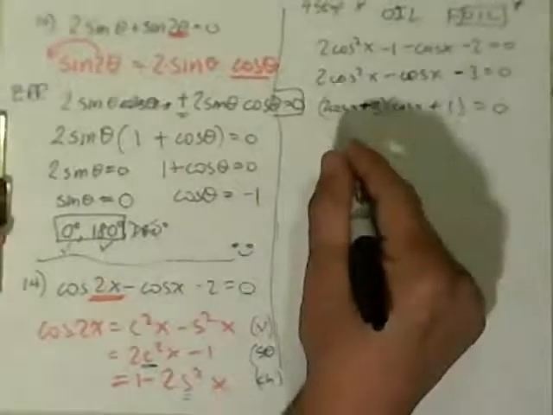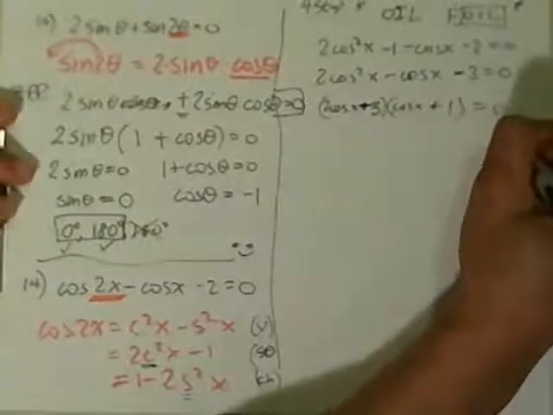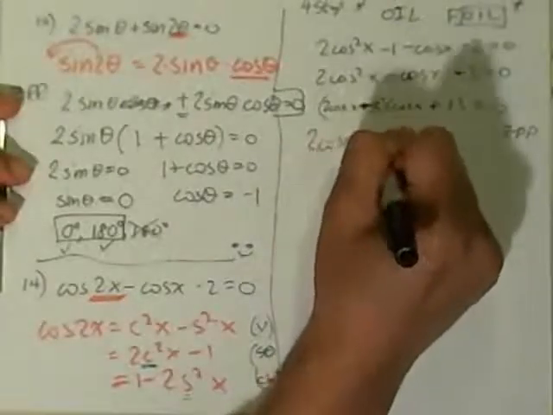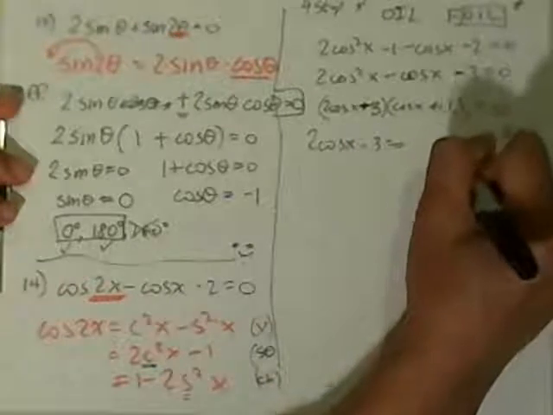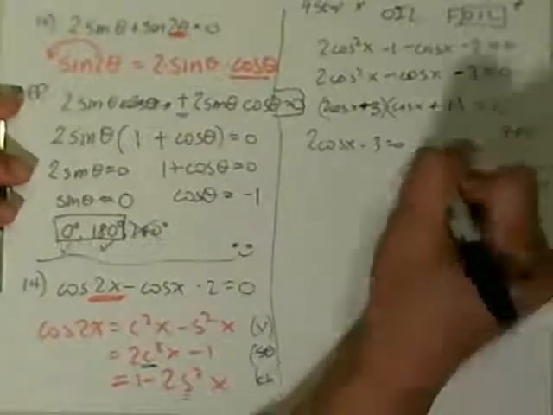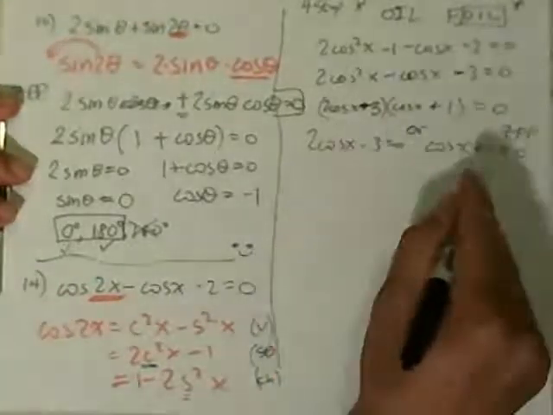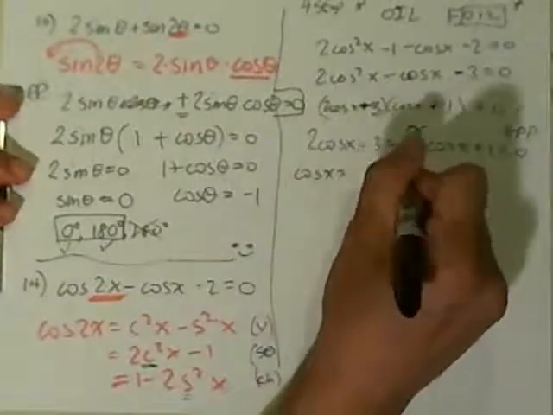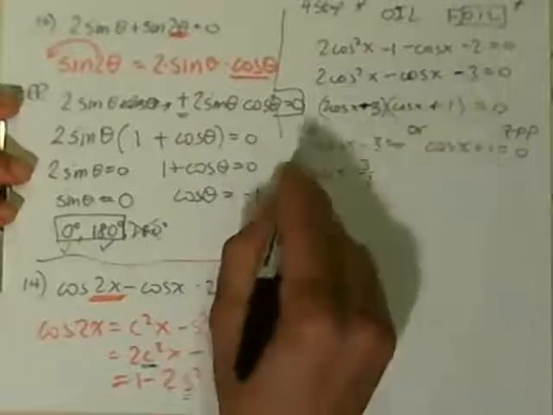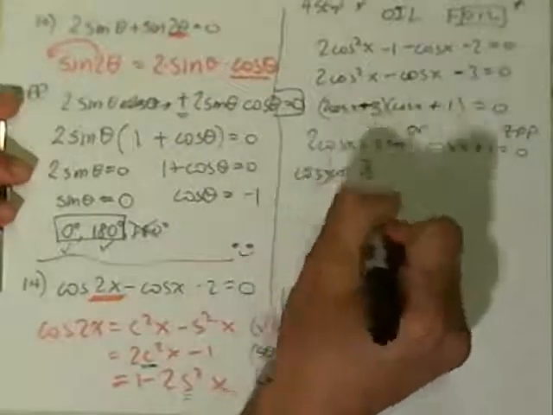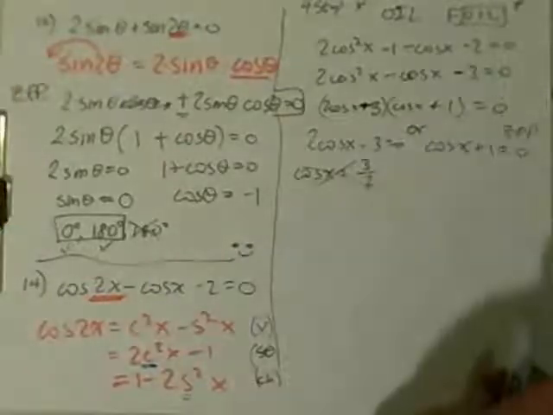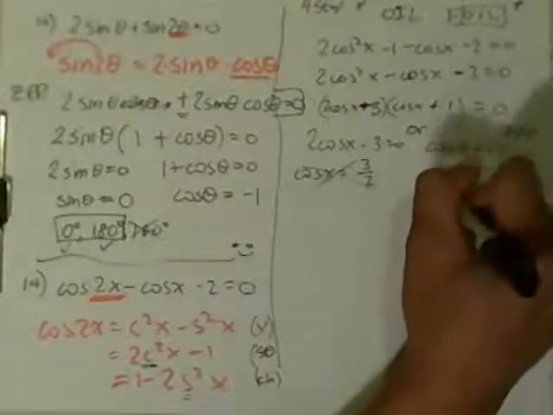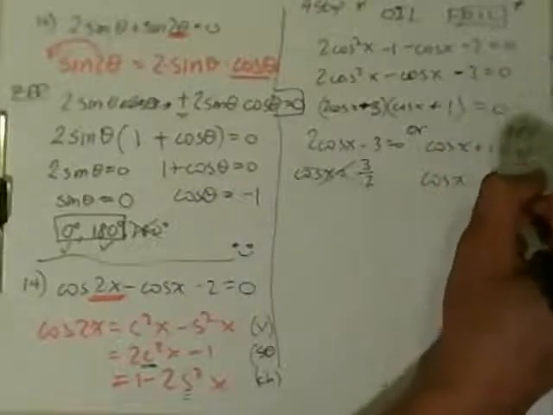We're going to zip it out. Set each factor equal to 0, zero product property. 2 cosine of x minus 3 equals 0. Cosine of x plus 1 is equal to 0. We'll put a little "or" there because it's going to be this or that. Solving for cosine of x, move the 3 over, divided by 2. And we know that the cosine of the angle cannot be greater than 1, cannot be smaller than negative 1. We move the 1 over. Cosine of x is equal to negative 1.